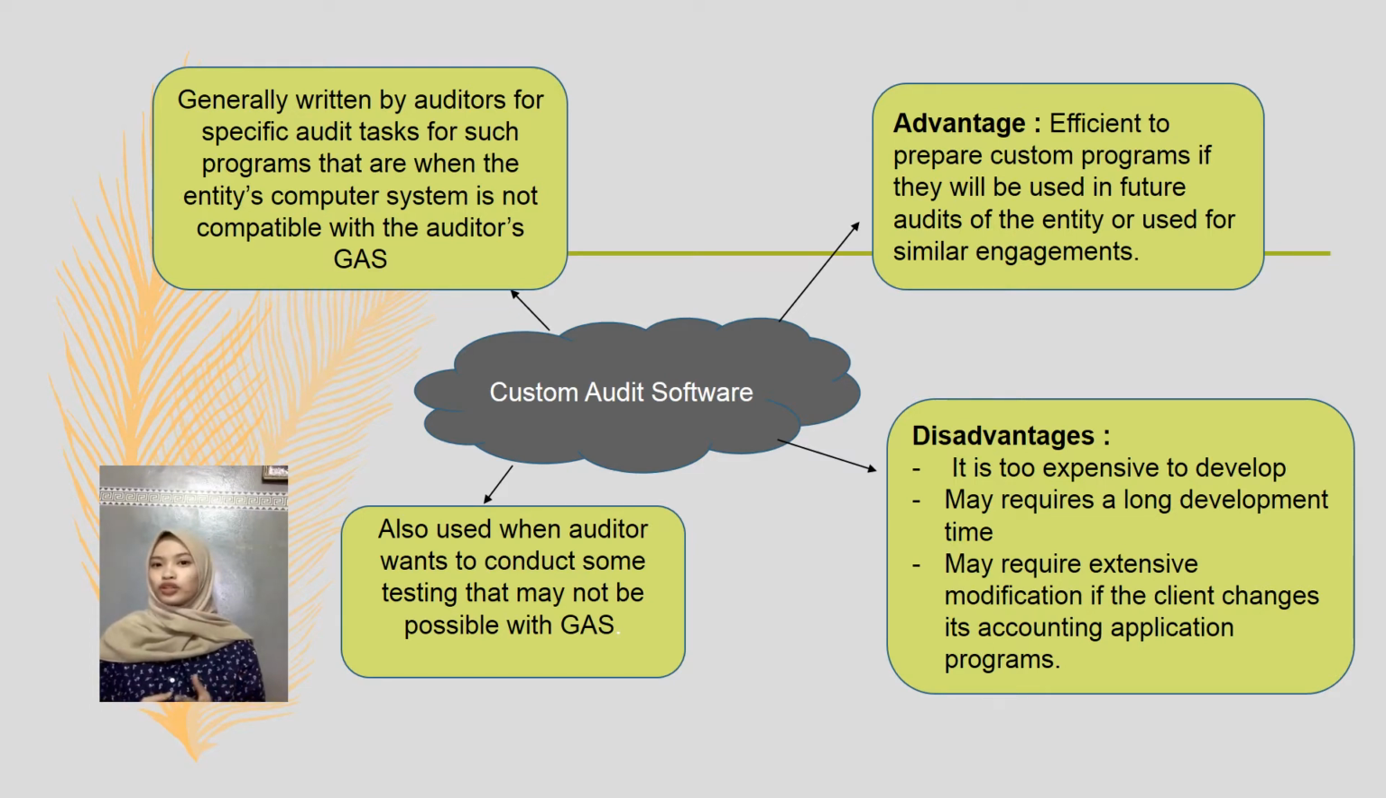Other types of computer-aided audit techniques, which is custom audit software. Basically, custom audit software is generally written by the auditors for specific audit tasks. Such programs are used when the entity's computer system is not compatible with the auditor's generalized audit software. It is also used by the auditor when the auditor wants to conduct some testing that may not be possible with the generalized audit software.